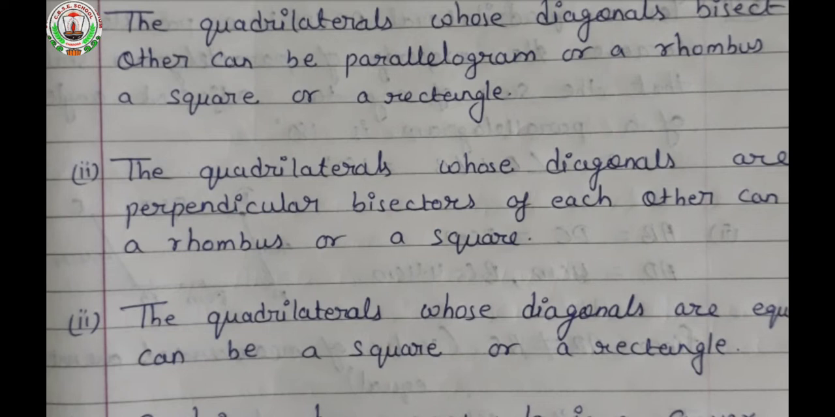Okay, and now the third part. Here I mentioned second, but it is the third part. The quadrilateral whose diagonals are equal can be a square or a rectangle. That means the lengths or measures of the diagonals. As we know, under the classification of quadrilaterals, all the figures have two diagonals, isn't it? So among the figures, which quadrilateral has diagonals of equal length? The quadrilaterals whose diagonals are equal in length are a square and a rectangle.